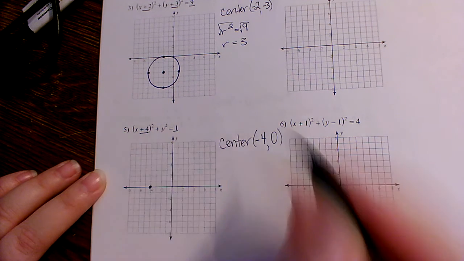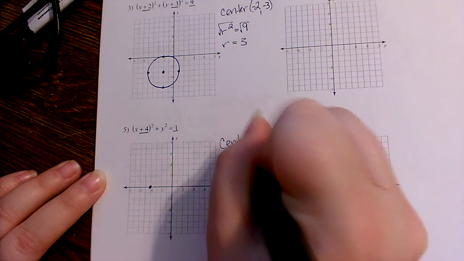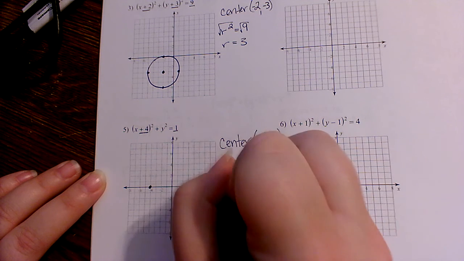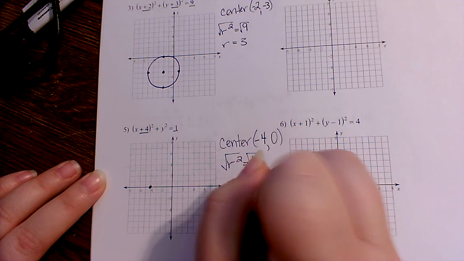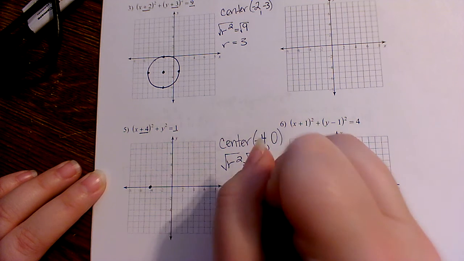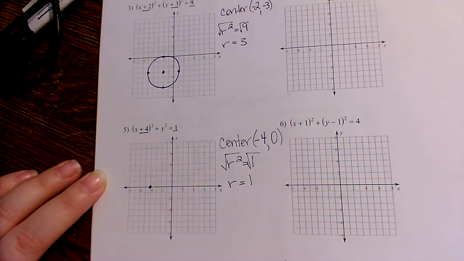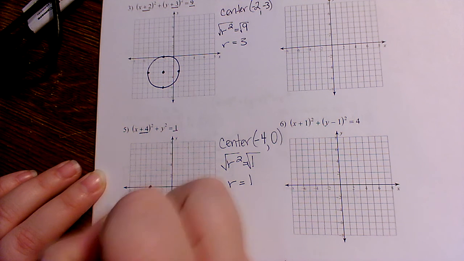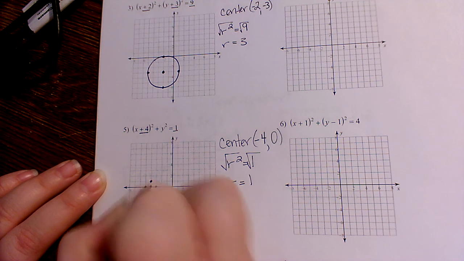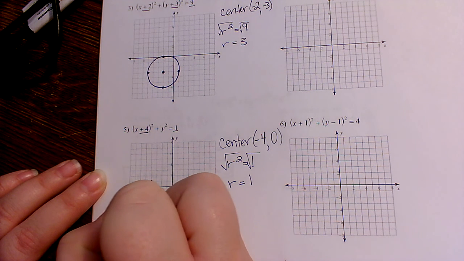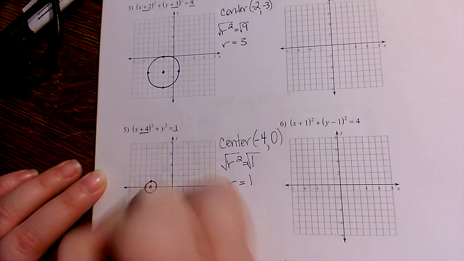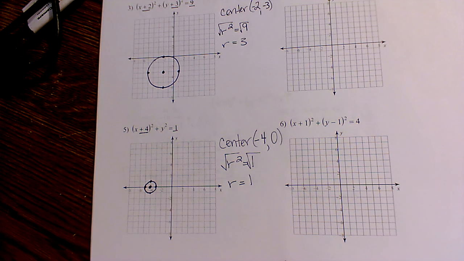Then we know that this last number is r squared. So square root to get the radius. The square root of 1 is 1. So the radius of this circle is 1 unit. So if we count 1 to the left, 1 to the right, 1 up, 1 down, we have an itty bitty circle for this one. And there it is. Hopefully this has been helpful.